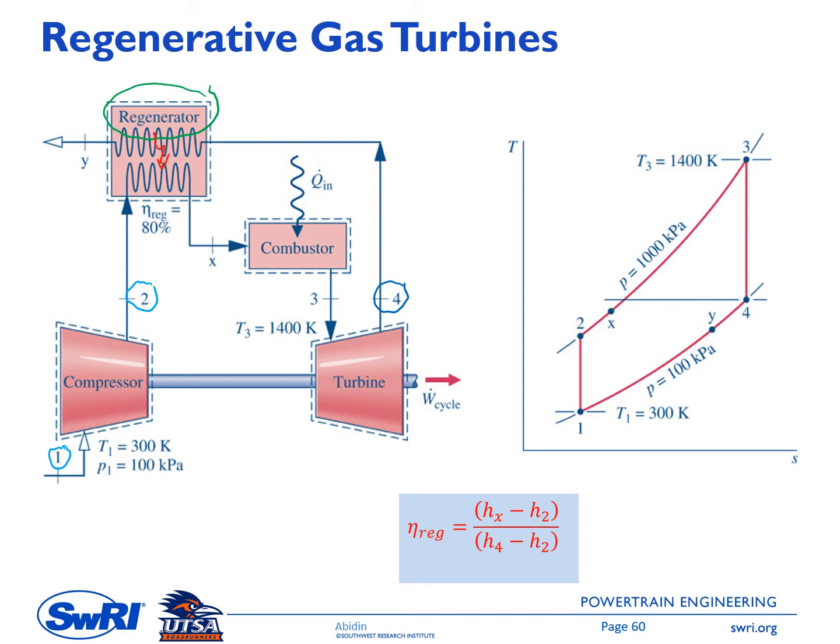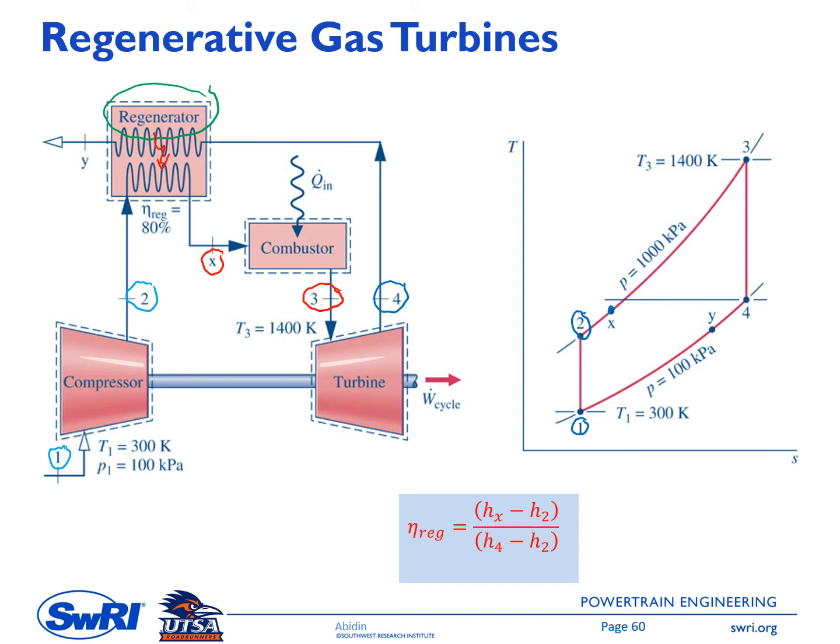So before it enters the combustor, the state is at X, which is hotter than the temperature at state 2, and thus the required Q in, this is what we pay, to get a targeted temperature at T3 is lower. On the right side is the TS diagram. So we have point 1 entering the compressor, and then point 2, and then there will be a heat transfer inside the regenerator that changes state 2 to state X.